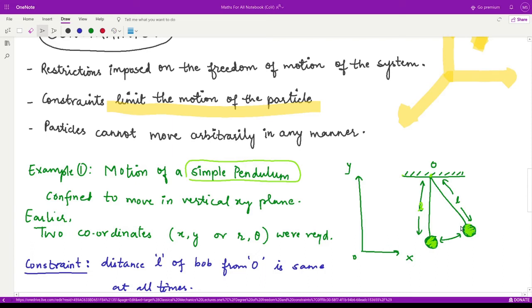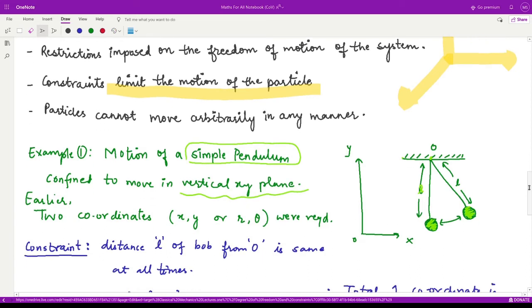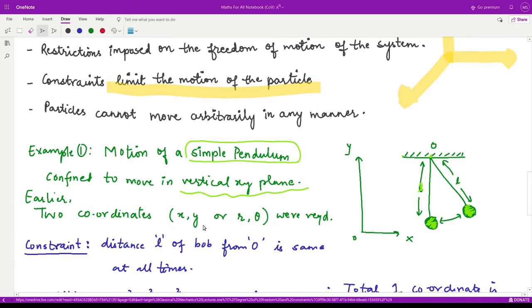So we are saying that the motion of the simple pendulum is confined only to the vertical XY plane. It can move only in the vertical XY plane. Now if we use XYZ, the Cartesian coordinates, to represent the system, X is free to move anywhere, Y is free to move anywhere, but the Z direction has become 0 because our motion is restricted to the XY plane, and for the XY plane we have Z equal to 0. Moreover, you can see that this distance is fixed, and that is L.